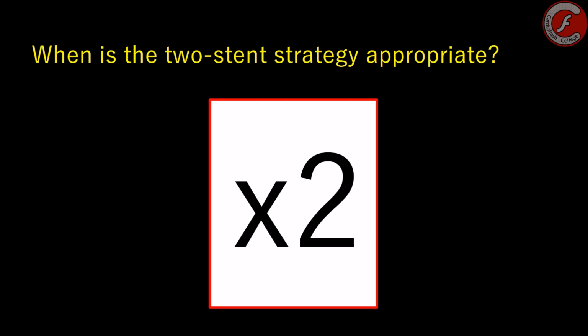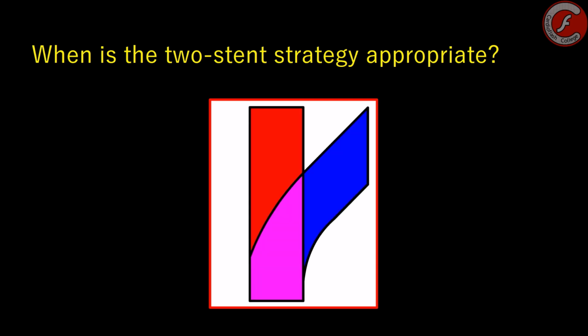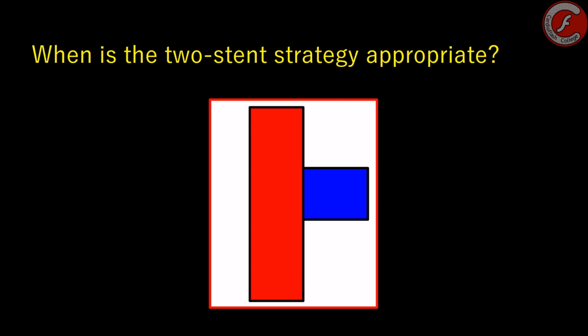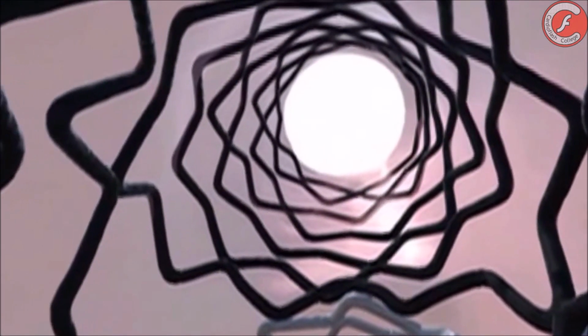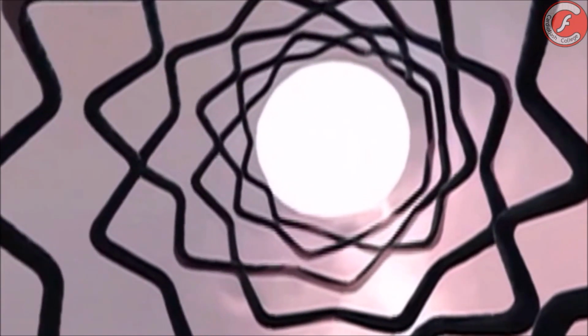Therefore, different angioplasty techniques with two stents exist. Some of these are Culotte, DK crash, TAP, T-stent, and others. With all this said, today we will show what a culotte is and how to use it.